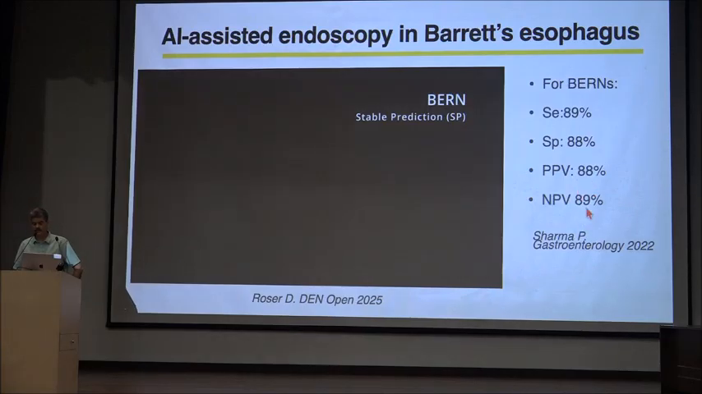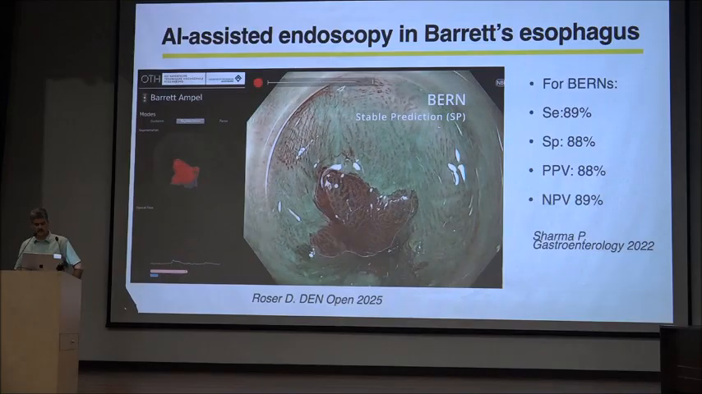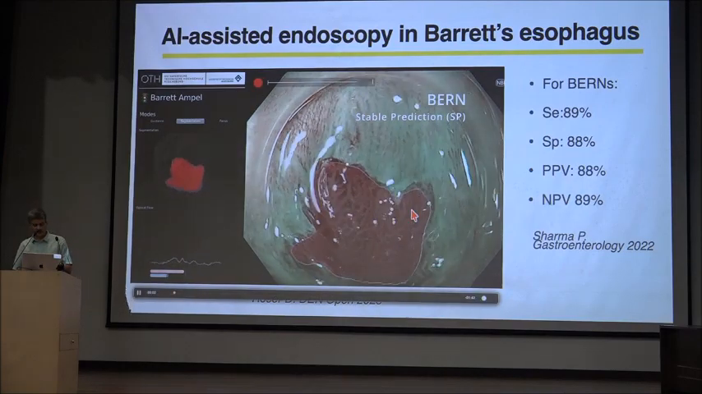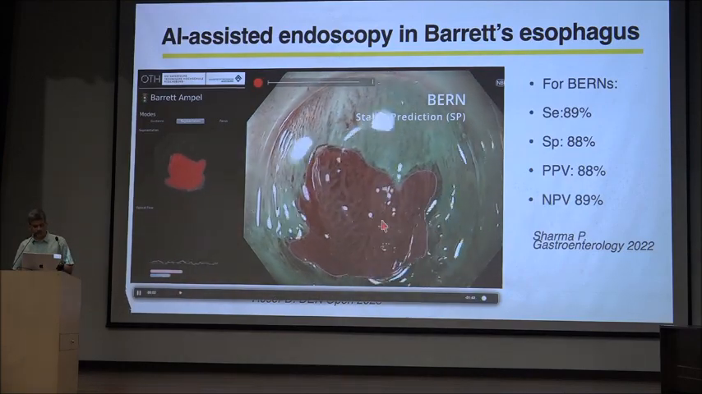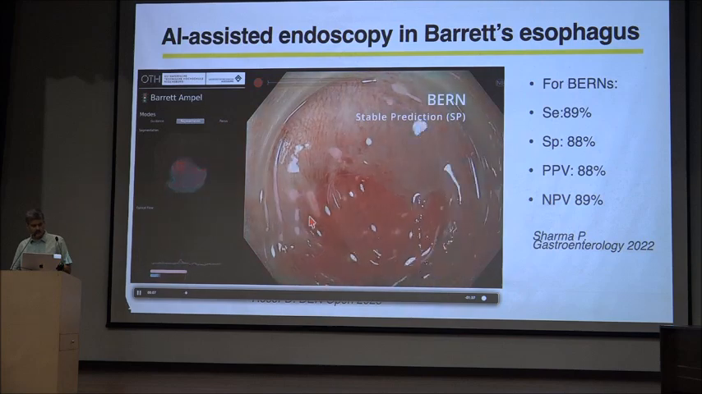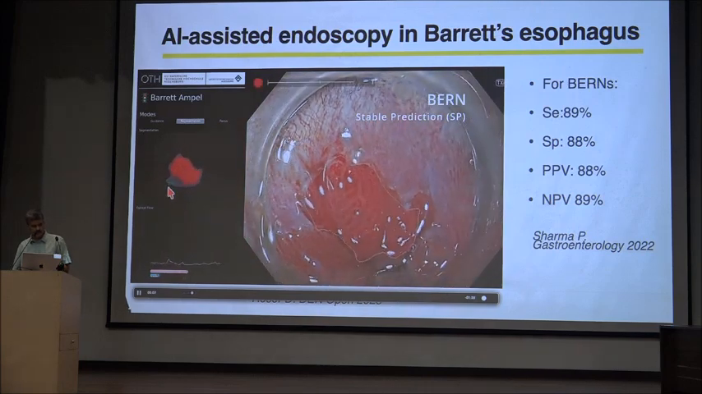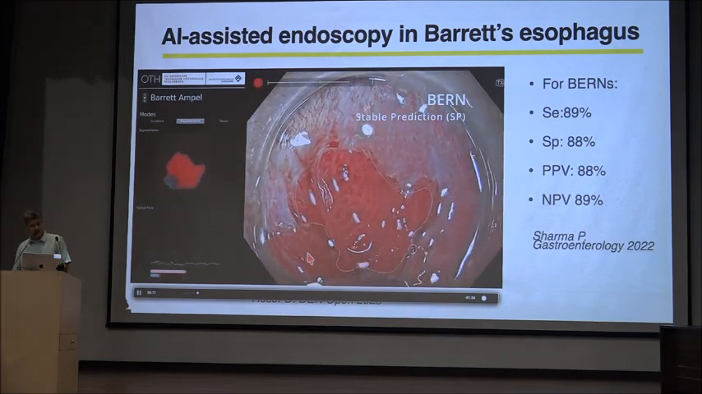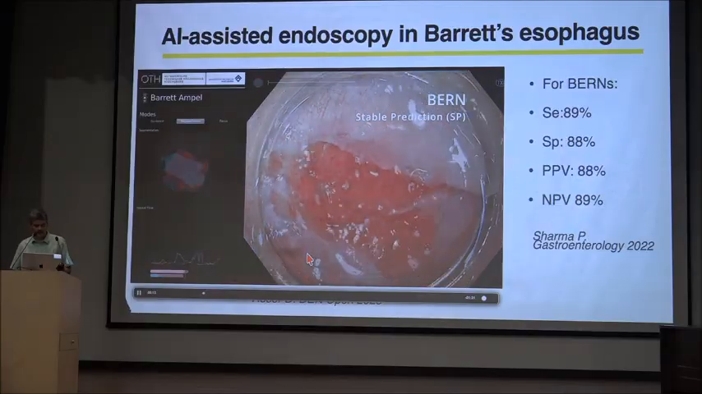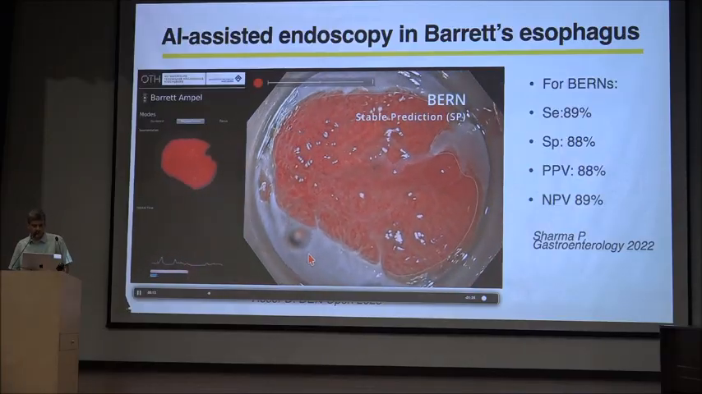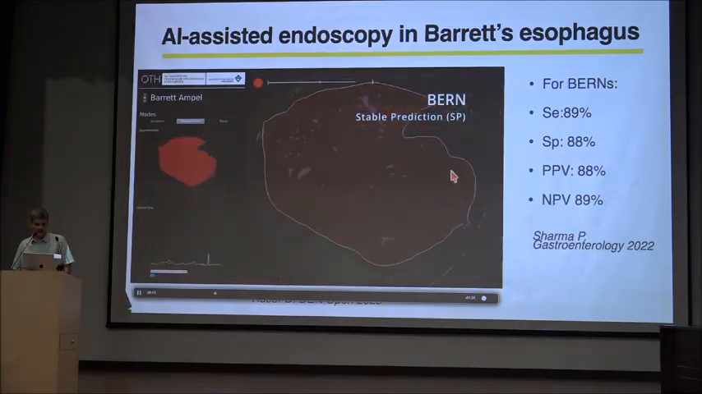picking up Barrett's, and a very good negative predictive value. I shall just show you an example. See that it is giving me an overlay heat map, and this is red. So it is telling me that this is dysplastic, this is green. So it is telling me don't bother here, this is non-dysplastic. So obviously I know it is Barrett's, but now it is giving me a stable prediction.